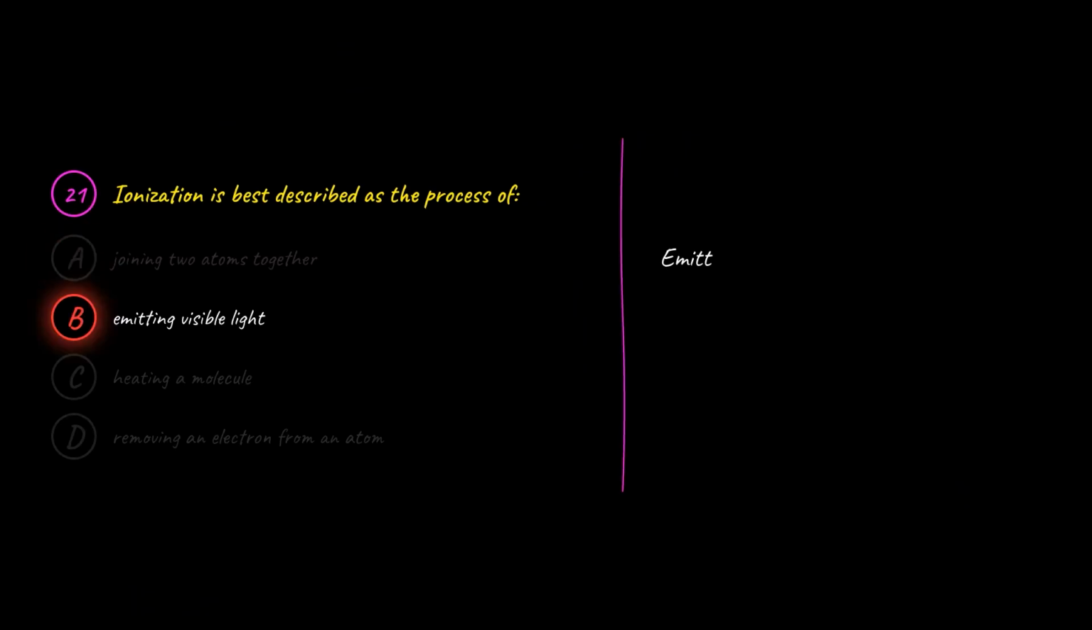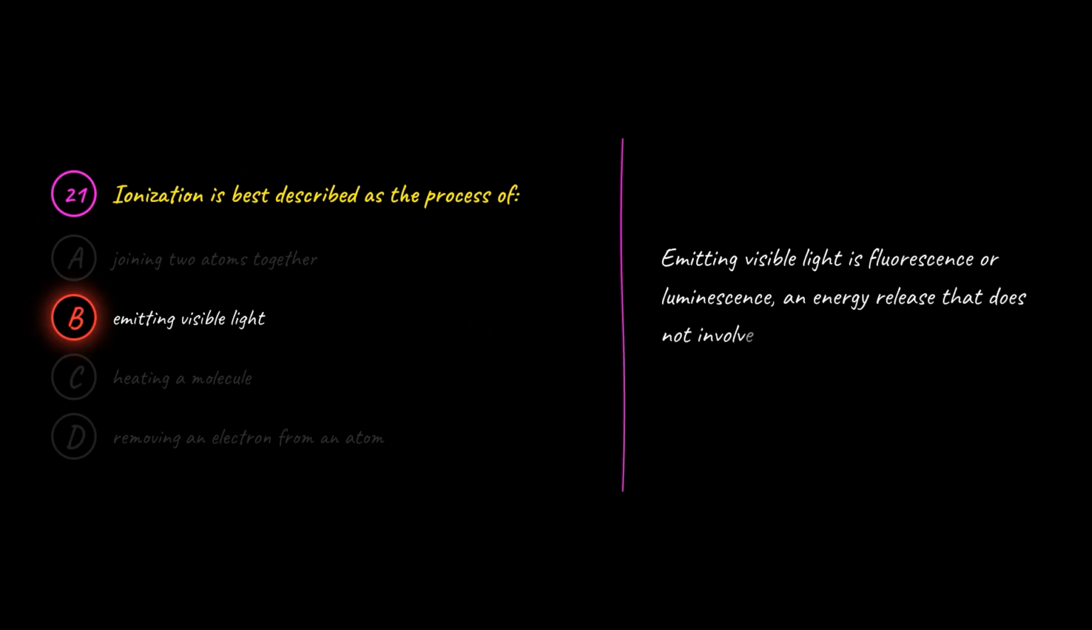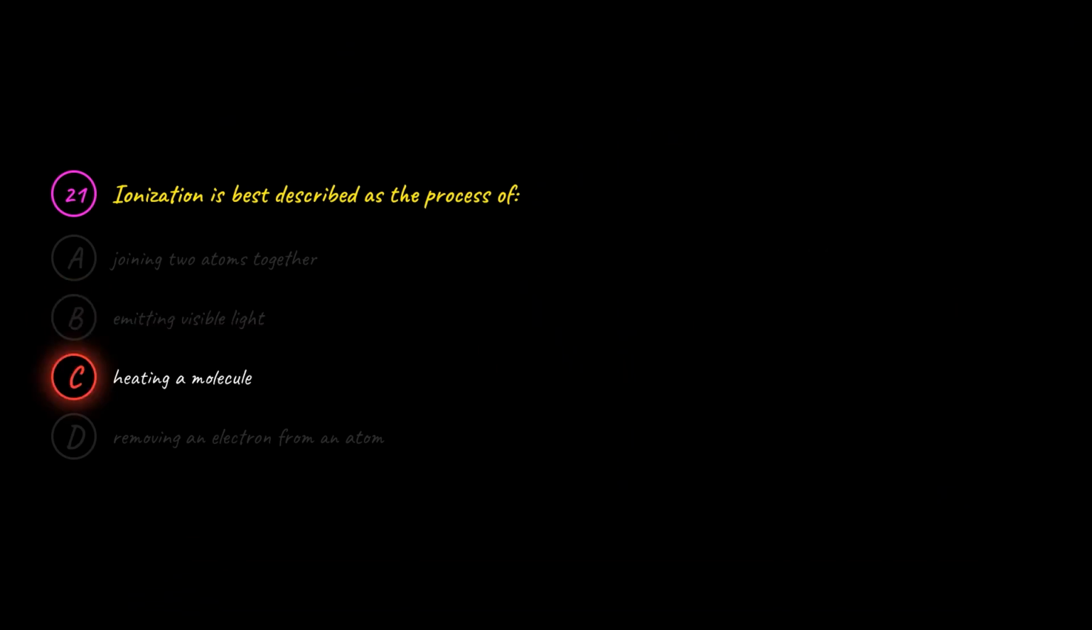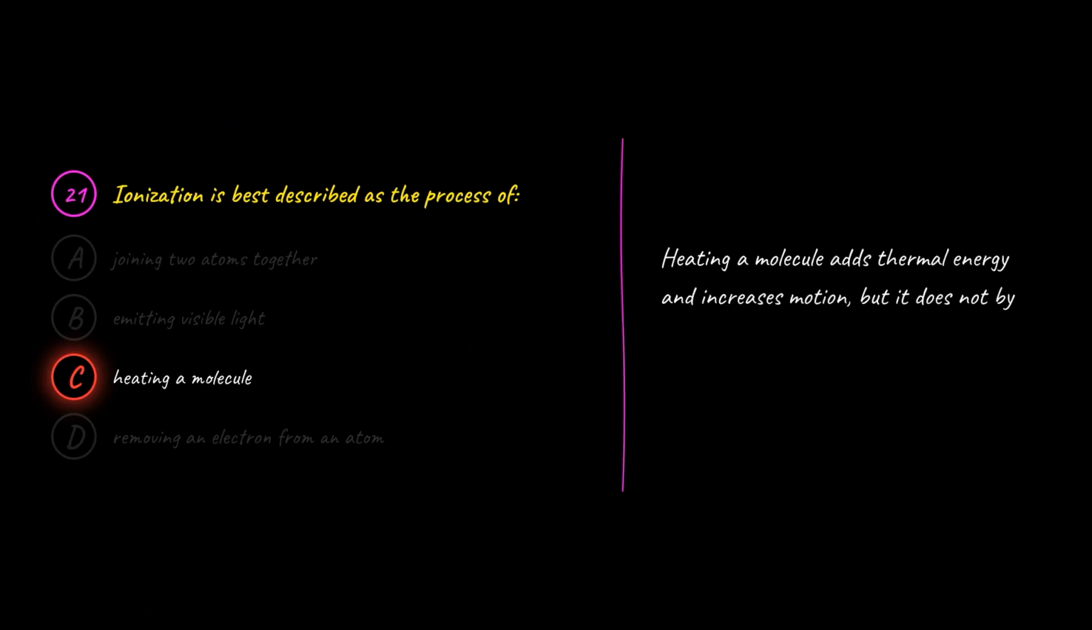B is wrong because emitting visible light is fluorescence or luminescence, an energy release that does not involve knocking an electron loose, so it is not ionization. C is wrong because heating a molecule adds thermal energy and increases motion, but it does not by itself eject an electron, so warming is not the same as ionizing.